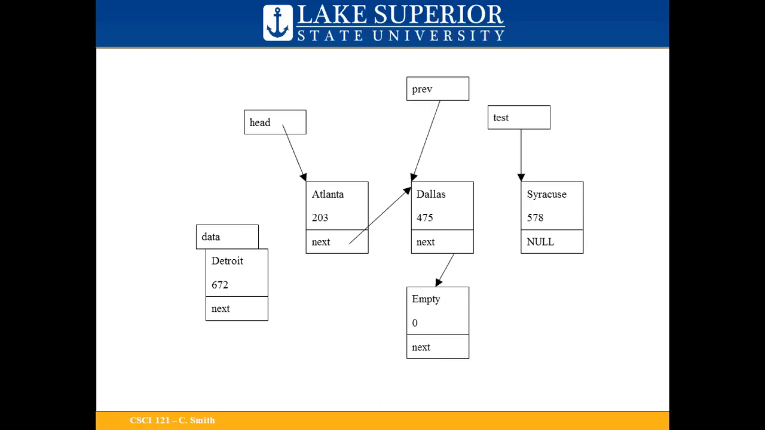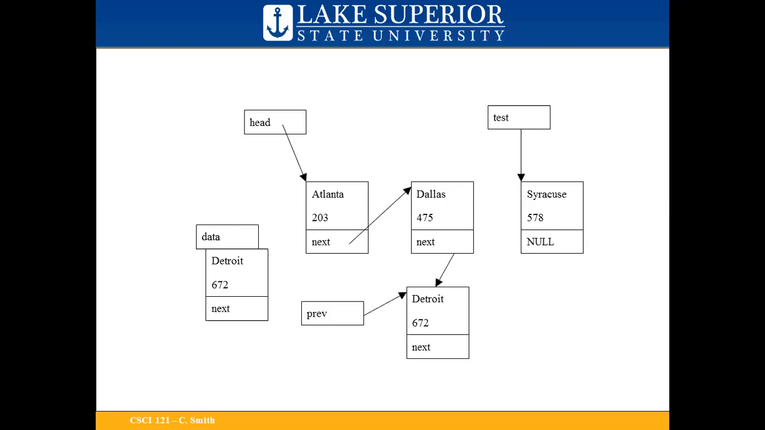So previous was pointing at Dallas, but our business with Dallas is done. We altered its next pointer, and that's all we needed to do. So we're going to move previous to previous arrow next. That moves us here, okay? And then we're going to copy over the data. So we copied over the values, 672, and then we string copy Detroit into previous, okay, into the node pointed to by previous.